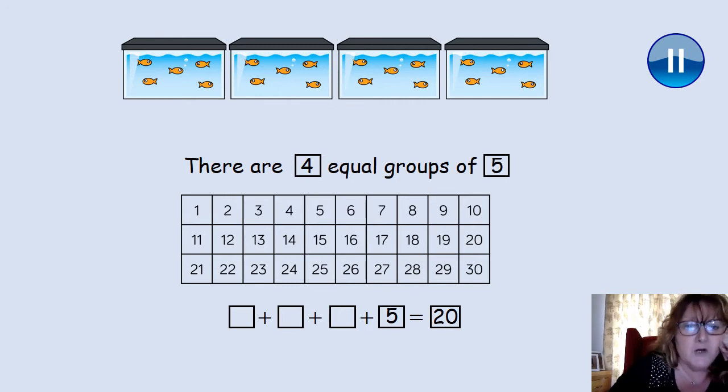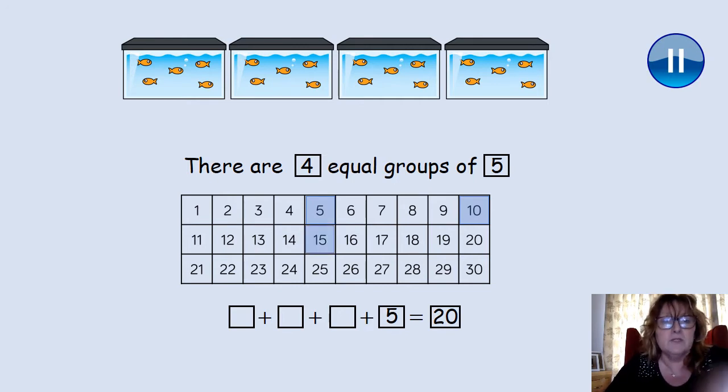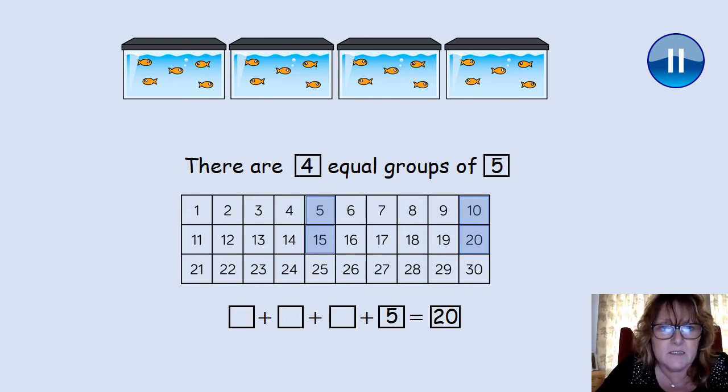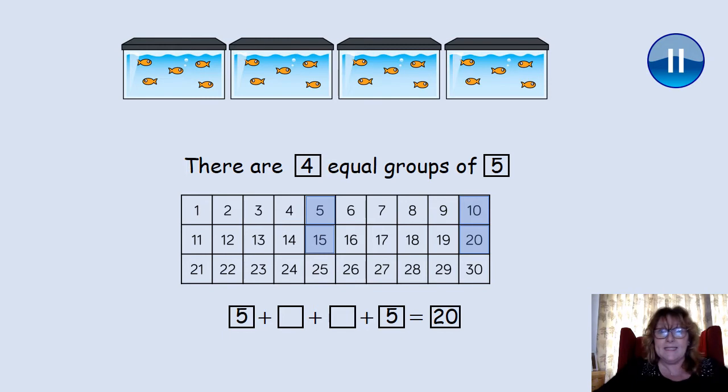I'm going to use my 100 square to check my answers. I know, I make a pattern, don't I? We know that. We make a pattern on our 100 square. We start at 5, 10. How many jumps am I doing? 4 groups of 5. So I've got to do 4. Okay, 1, 2, 3, 4. That's 20. I've landed on 20. 5, 10, 15, 20. So 4 equal groups of 5 equals 20. Fantastic.